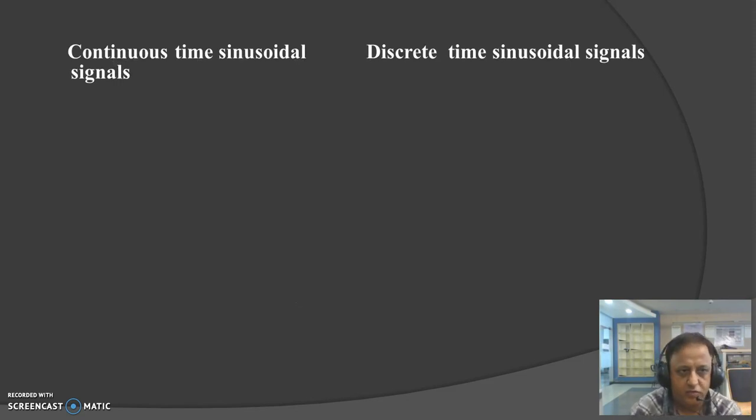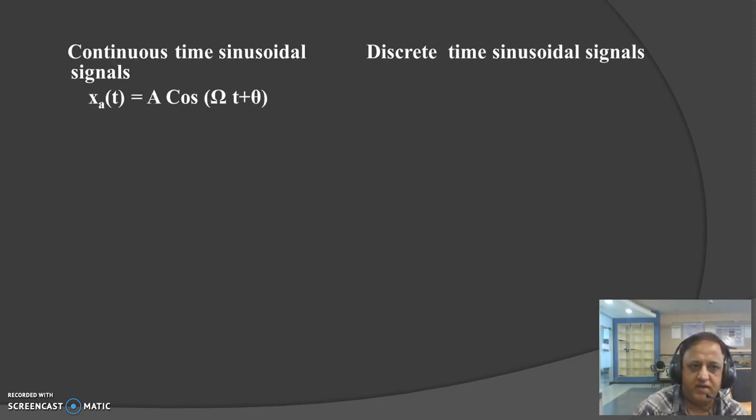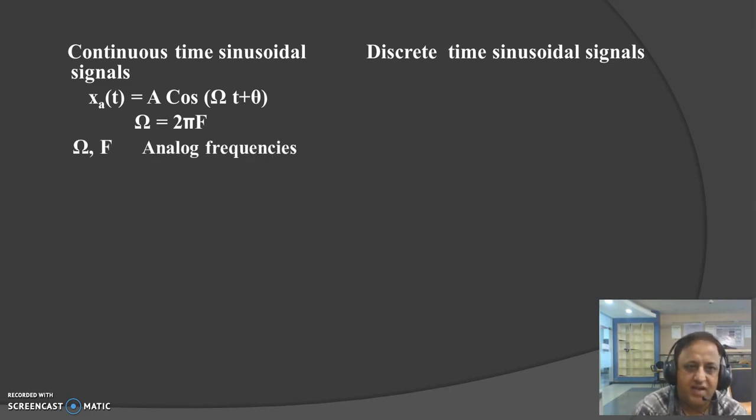So, a comparison for you. A simple cosine wave: xa of t is A cos. Now, I would pronounce this as ohm, but I pronounce this as omega. For analog signals, we use a different frequency term, where this ohm is nothing but 2 pi capital F, where capital F is the frequency of the continuous time sinusoidal signal. They represent the analog frequencies. Therefore xa of t we can also write as A cos of 2 pi F t plus theta.